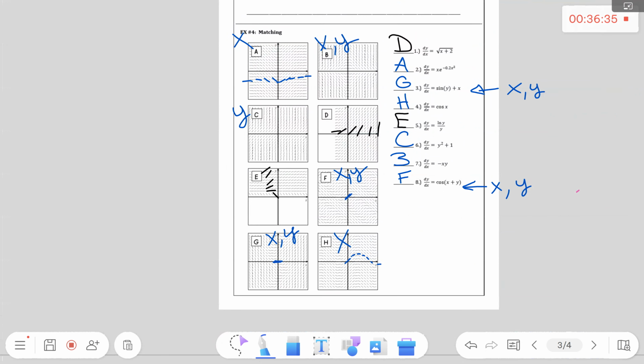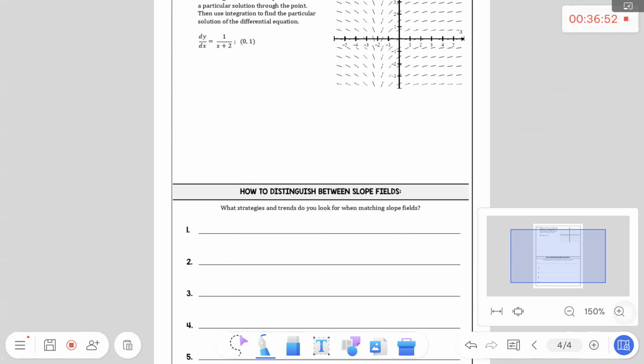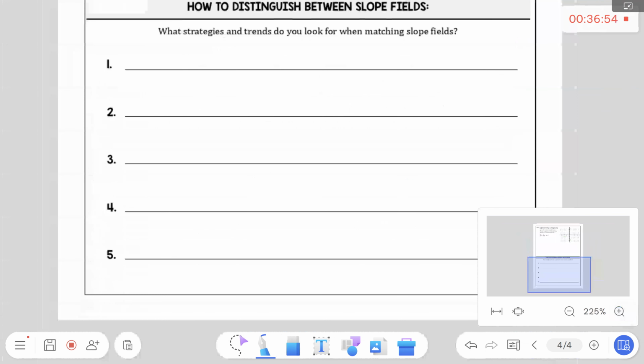Cool. I erased my B. I don't know how I did that. So let's write our steps on how we did our strategies. What's the first thing we looked for? Change that. We did something before that, right?